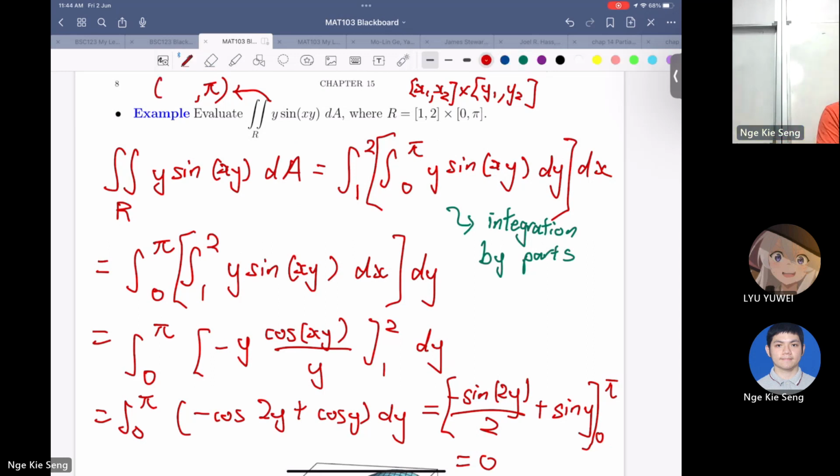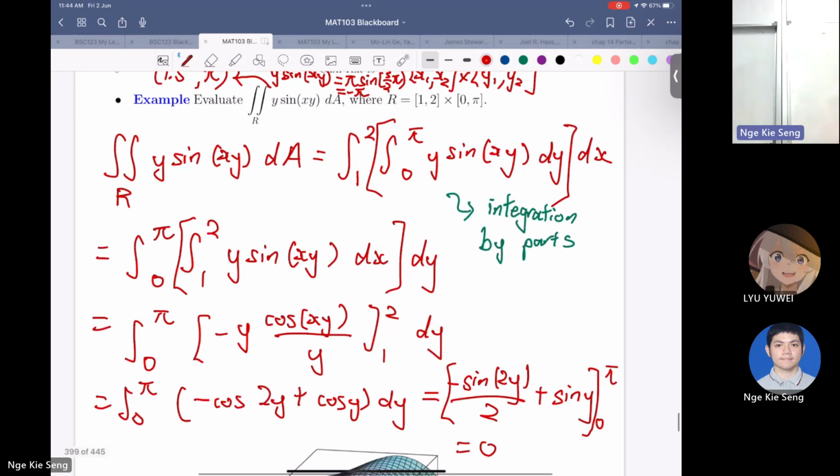1.5 and pi. So what is sine 3 over 2? It equals pi times sine 3 pi over 2. Sine 3 pi over 2 is negative 1, so you get minus pi. So it is not always positive.